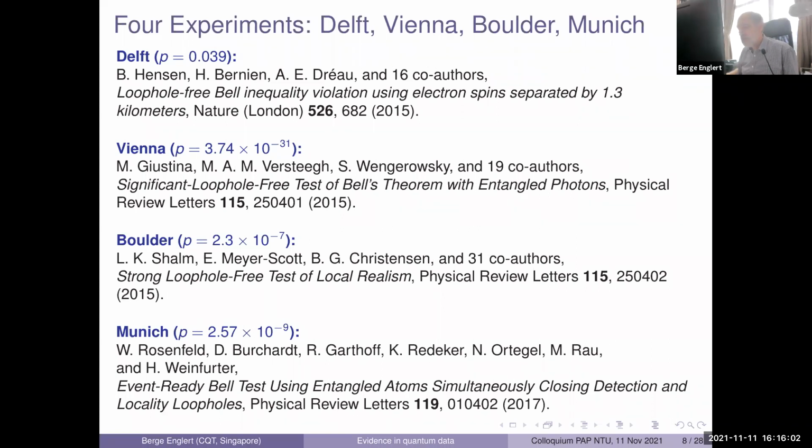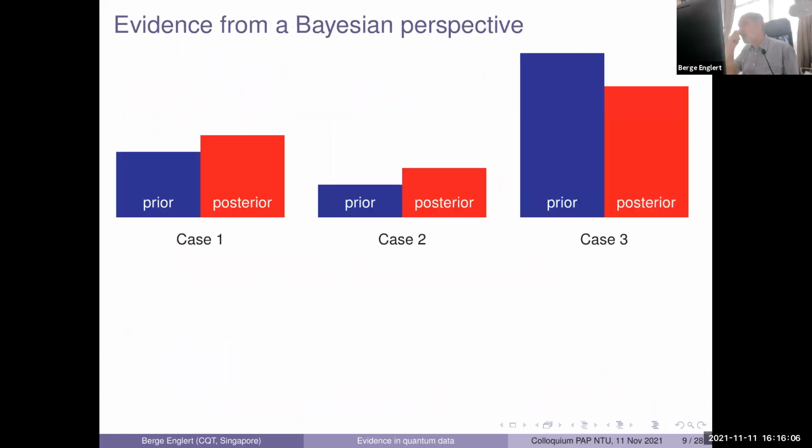Okay, so let's just look at this from a different point of view, namely from the Bayesian perspective. So we will look at the data from these experiments, but apply a different notion of evidence. And so let me explain what that is. In the Bayesian data evaluation, every possible outcome has a prior probability, which just summarizes what you know about the situation before you take any data.